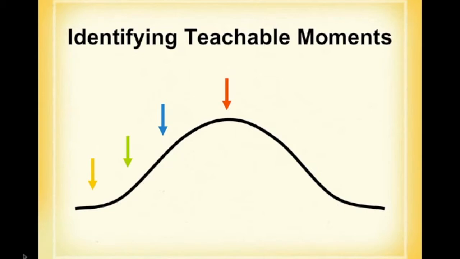Now, what are some ideas teachers or child care providers might say to Trey and Blair at this point? Perhaps they would say, use your words, hitting's not okay, say you're sorry, ask nicely if you want something, get an adult if you need help, or maybe just calm down. It's often at the crisis point, at the red arrow, that teachers try to teach new social skills.